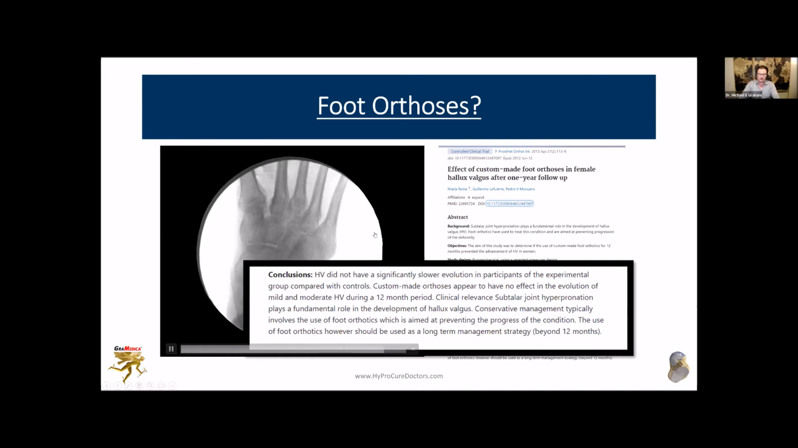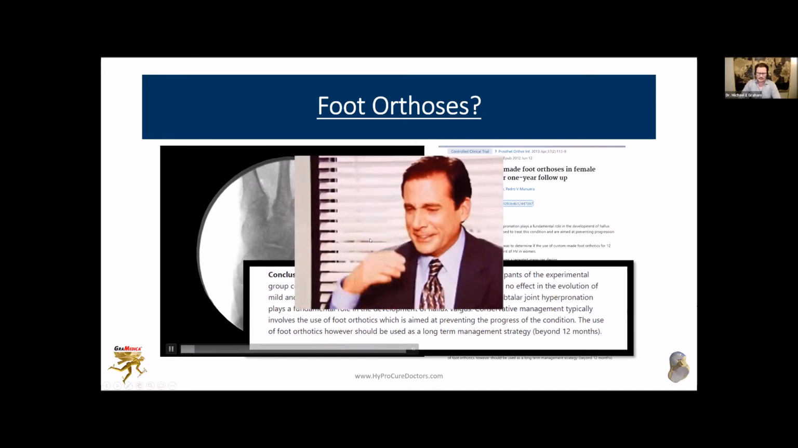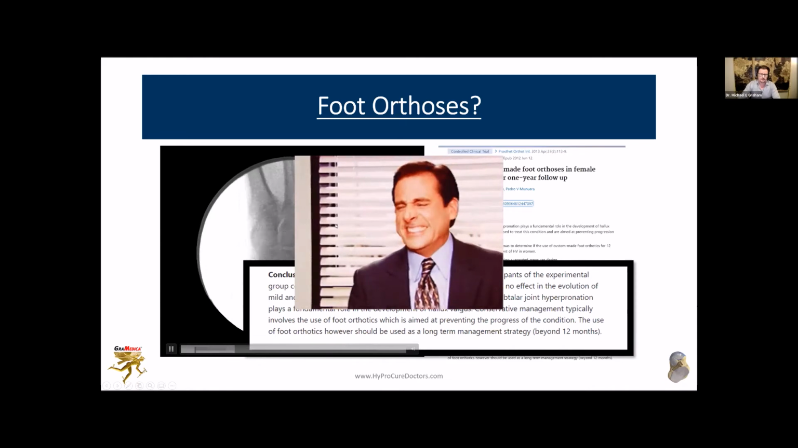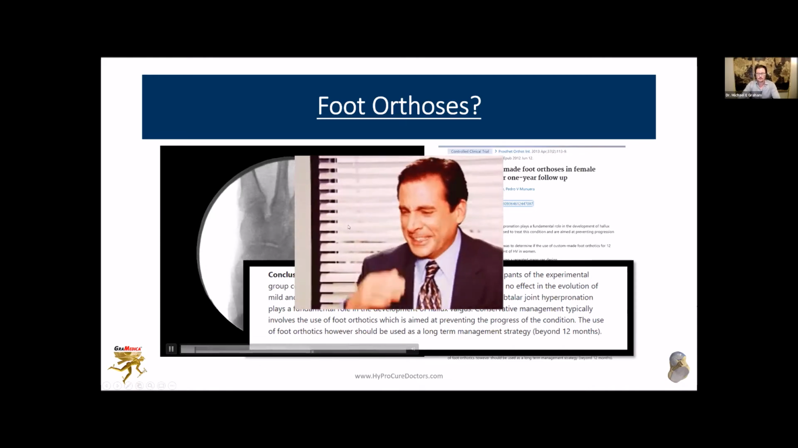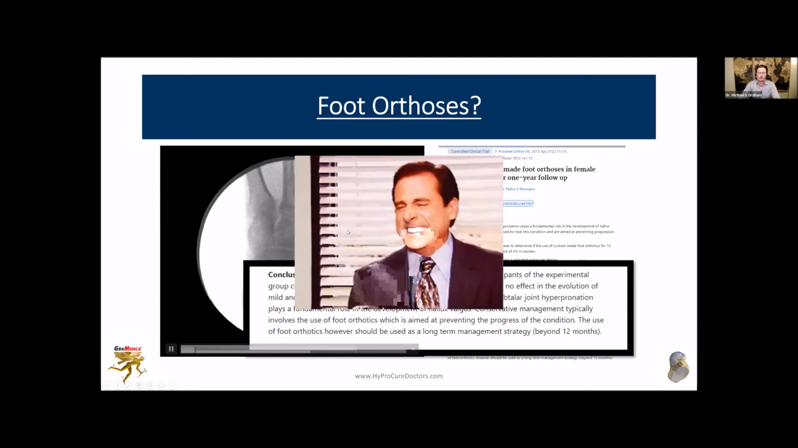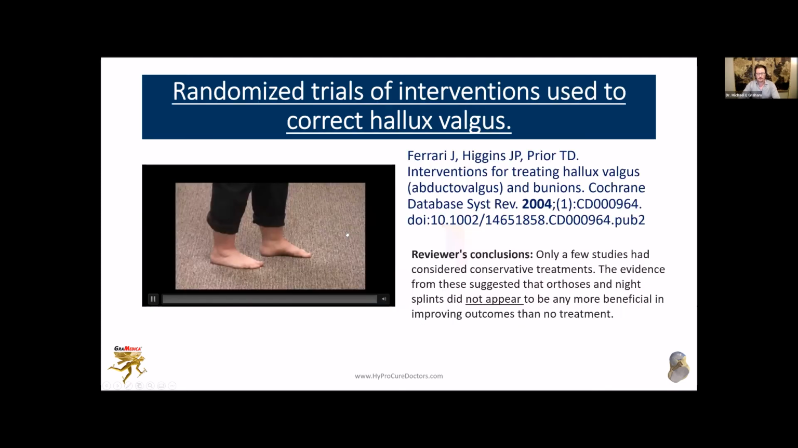That's why we have hyperpronation back there. So again, looking at the effectiveness of a foot orthotic is laughable. It's actually almost a crime because we're giving patients, telling them that this is going to help them, but the literature does not support that.